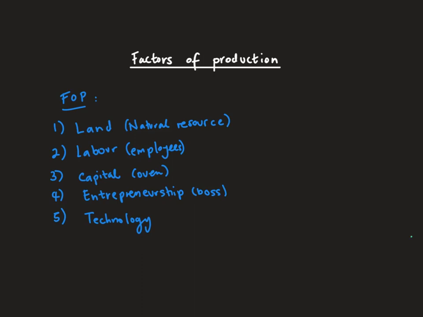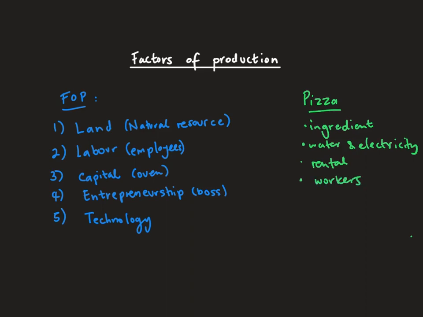In our case-specific example with the pizza restaurant, we can think of our inputs in the form of, let's say, for example, our ingredients, so the cheese, the tomato base, what that would be considered as an input. The same thing like water and lights. So water and electricity could be another form of input. What about our rental? Our rental for the business, that's also part of our inputs. And the amount of workers that we employ for our pizza restaurant. Those are all inputs in order to create a particular output.